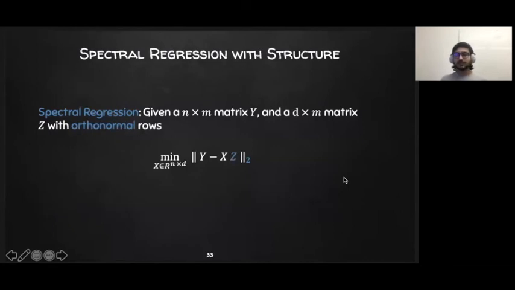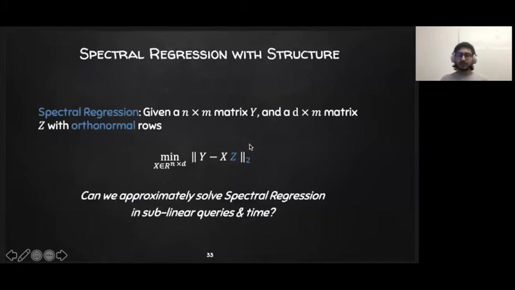While we can show that we can solve the spectral regression problem in full generality, for our application to PSD low-rank approximation, we will consider the following special case of this problem. So we are again given matrices Y and Z, but now we are also promised that Z has orthonormal rows. The key algorithmic question that we are now interested in is, can we approximately solve spectral regression in sublinear queries to the matrix Y?